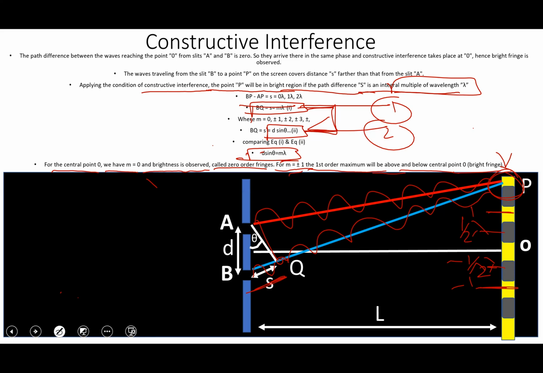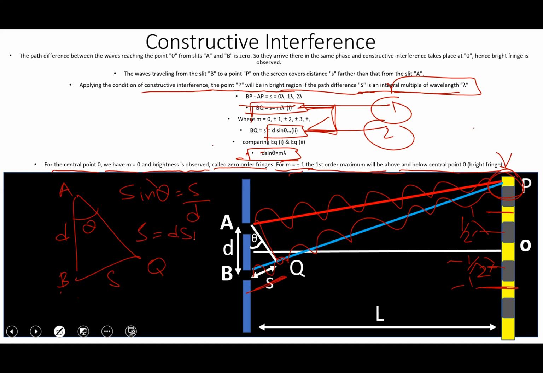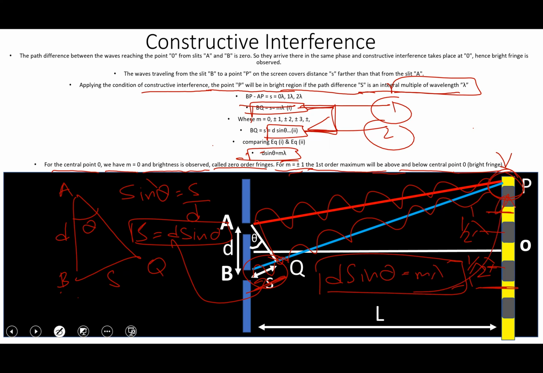So here is the condition. We have the triangular form of the formula. This is theta, this is D, this is point A, this is point B, and this is point Q. This is S, and we are using the formula of trigonometry: sine theta is equal to S over D, that means perpendicular over hypotenuse. S will be equal to d sine theta. And if this d sine theta is equal to a whole lambda, then d sine theta is equal to m lambda, and we will see constructive interference at point P.